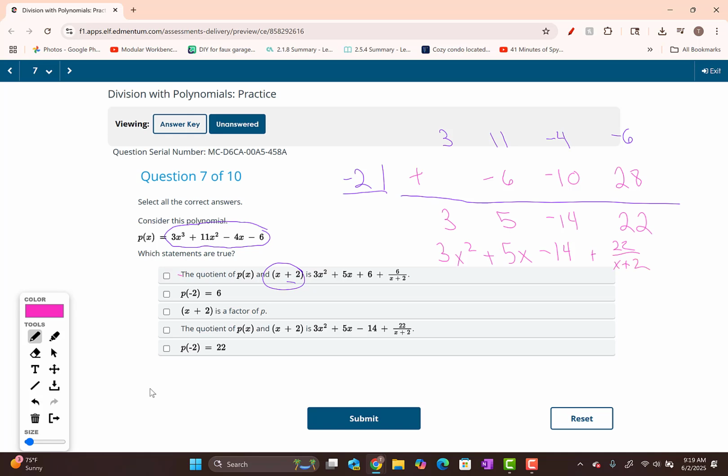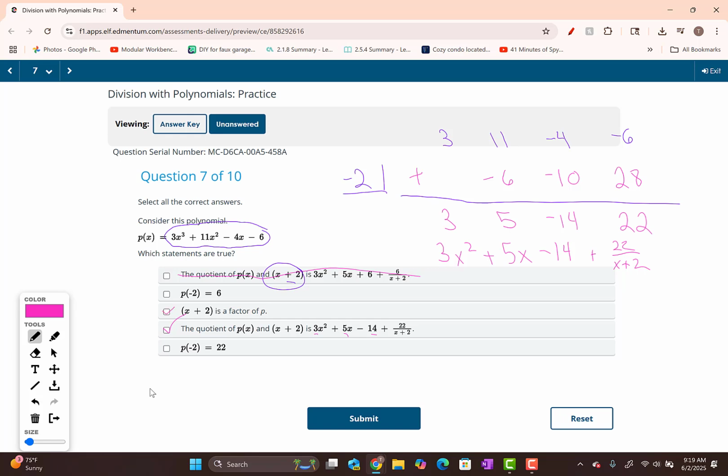So that is obviously not this answer choice, but I see it right here. Make sure all those coefficients match up. Yeah, that looks good. So we have this third answer choice. It also means x plus 2 is a factor of that polynomial.